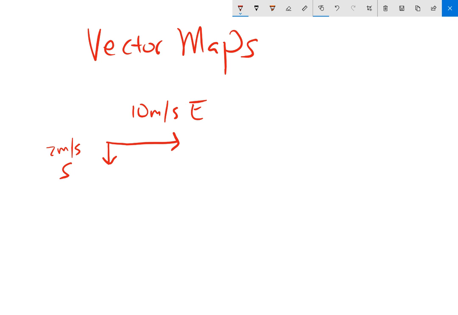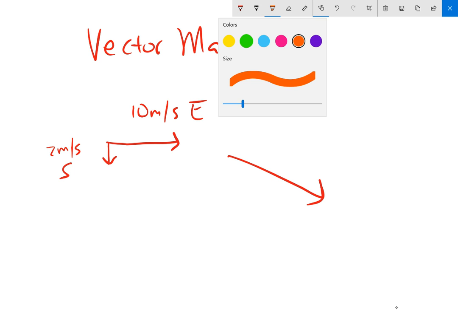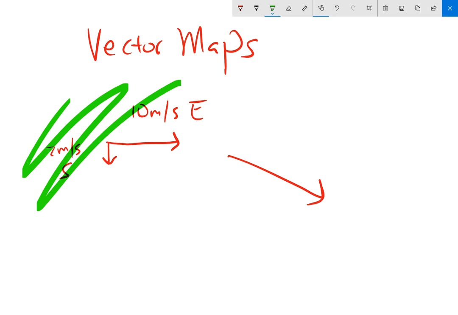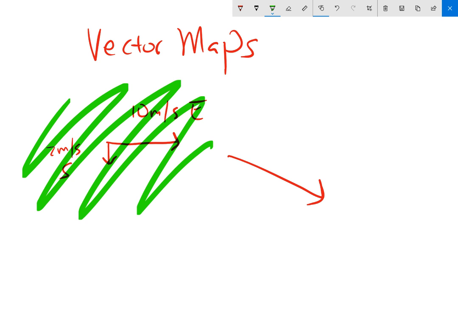I'm not going to be just heading straight east the whole time. I need to consider that 2 meters per second wind that's pushing me and what it's going to do. What's going to end up happening is I'm going to have kind of a diagonal motion. So this right here, let's highlight it in a really ugly color scheme. This would be my vector map. Just the arrows put together, that's all.